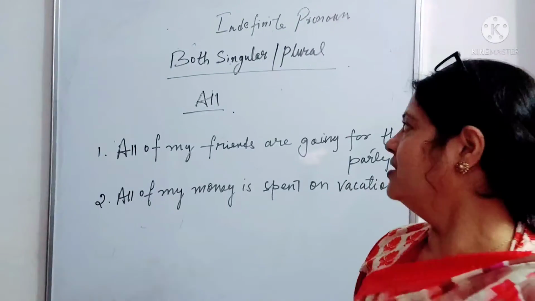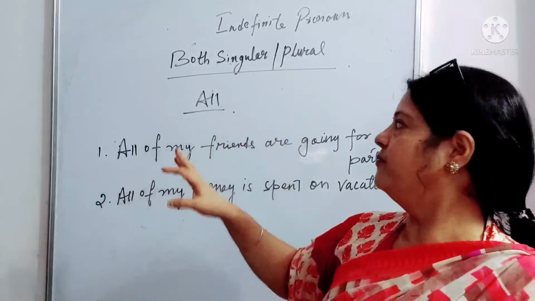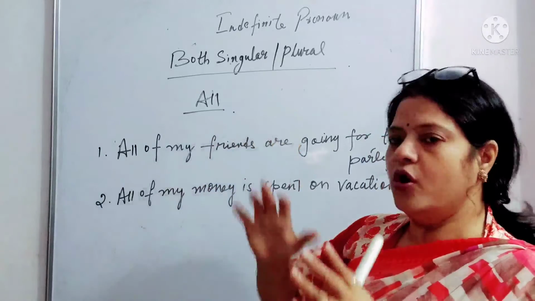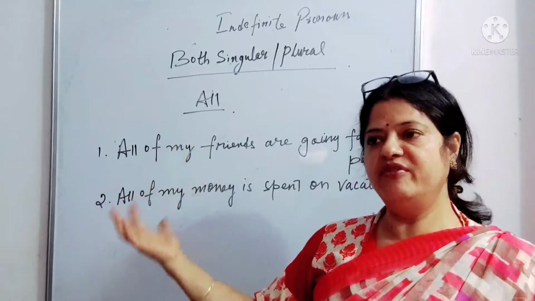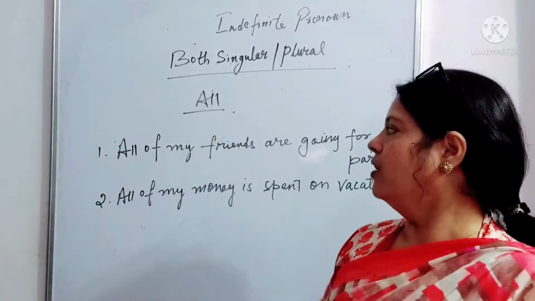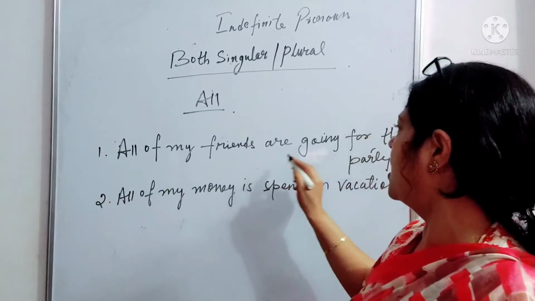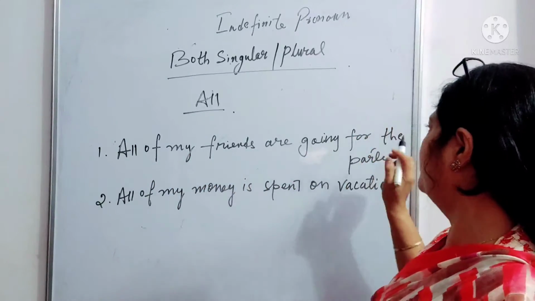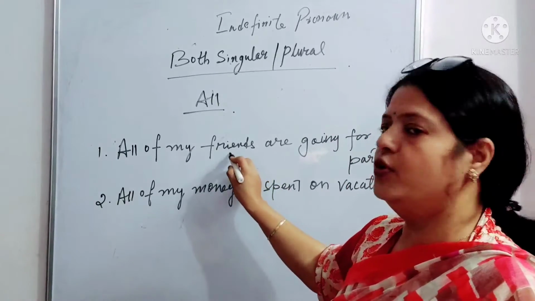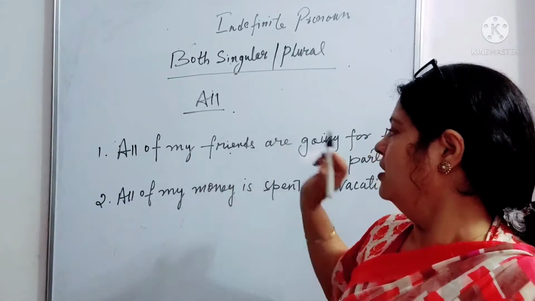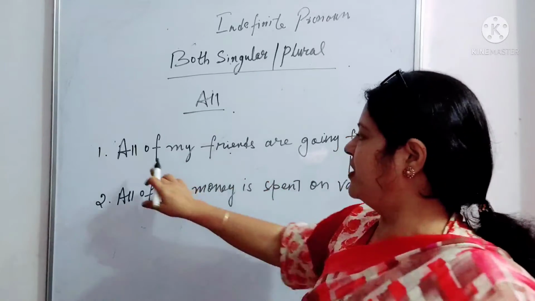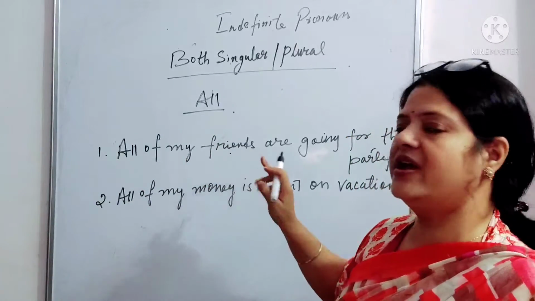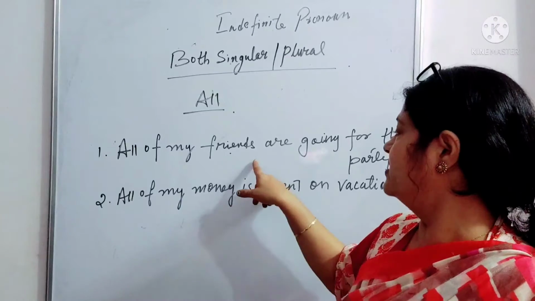Okay. Now here another indefinite pronoun which can be used both as singular and plural is all. Now all means lots of individual things or something. If we say all of my friends are going for the party, I repeat, all of my friends are going for the party. So we are talking about the plural noun friends. First, this is a prepositional phrase. All is followed by a prepositional phrase, all of my, and then we have the plural noun friends.